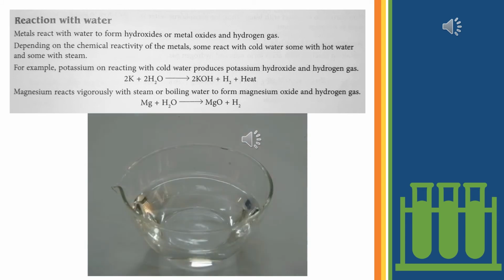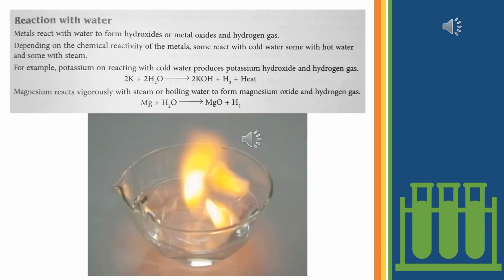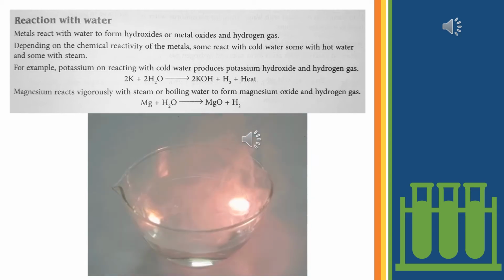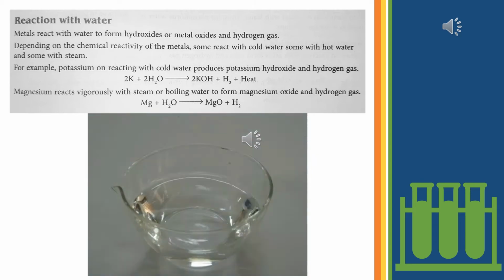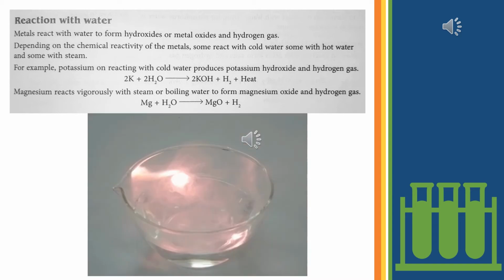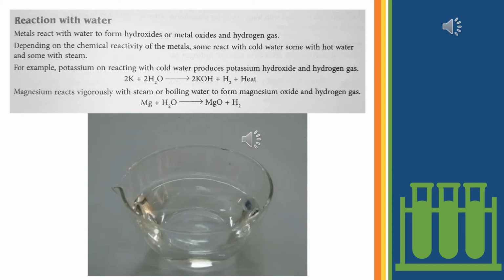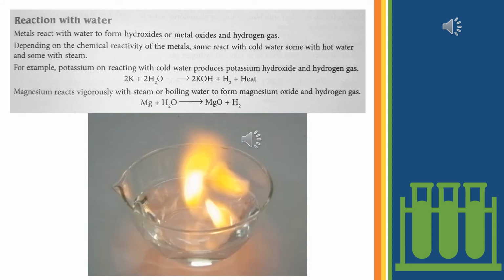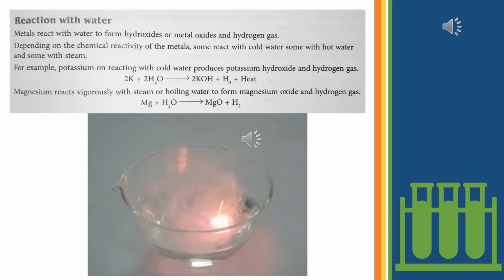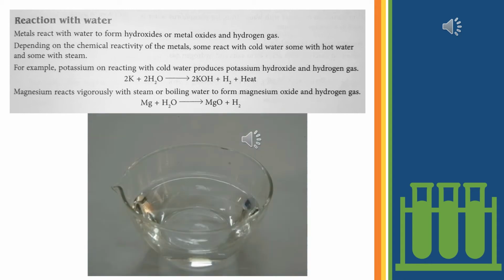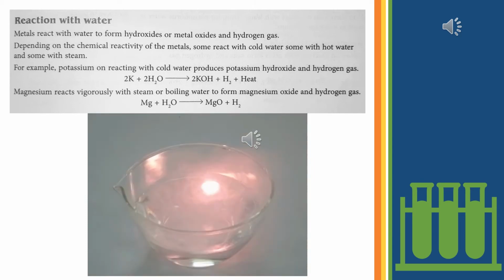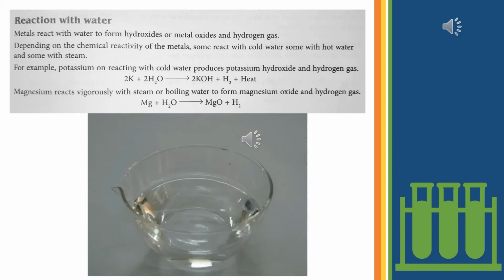Magnesium reacts vigorously with steam or boiling water to form magnesium oxide and hydrogen gas. Magnesium will never react with cold water. Similarly, red hot iron, that is iron which is heated, when allowed to react with steam, will show a reaction with water. In this reaction, in the bowl of water, we have added potassium, and look at how this reaction is happening.